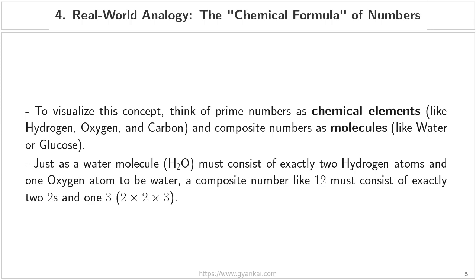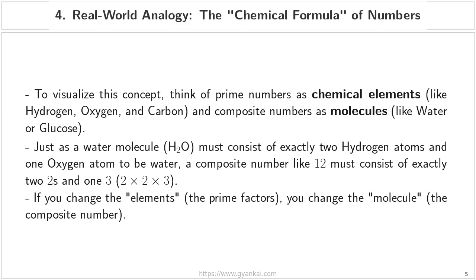The fundamental theorem of arithmetic works exactly the same way. Take the number 12, for example. Its chemical formula must consist of exactly 2 2s and 1 3, which we write as 2 times 2 times 3. Just as you saw in our previous example with the number 120, the ingredients are fixed. If you change the elements, meaning you change the prime factors, you inevitably change the molecule or the resulting composite number. This is why we say the factorization is unique. The recipe never changes.